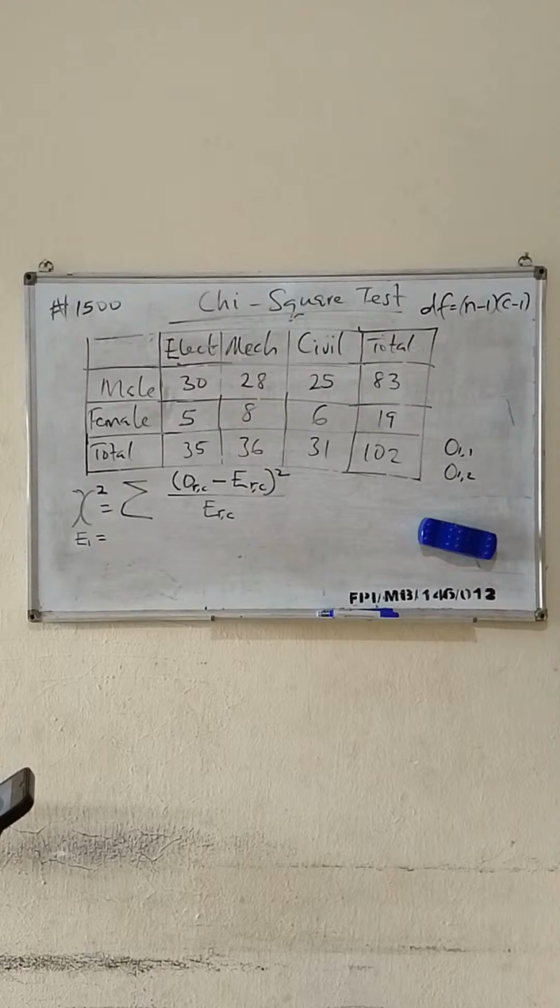The grand total is 102, and we need a calculator here. Okay. What is expected for each one? We use row multiplied by column, divided by total. 83 multiplied by 35, divided by 102.